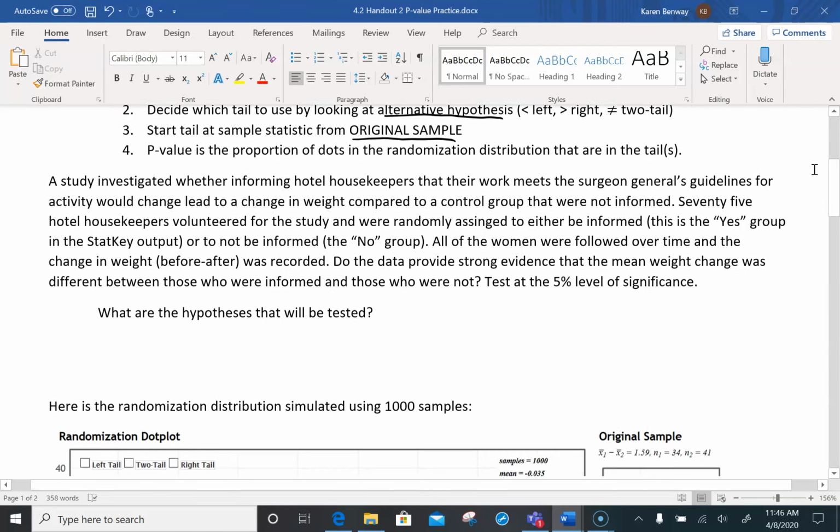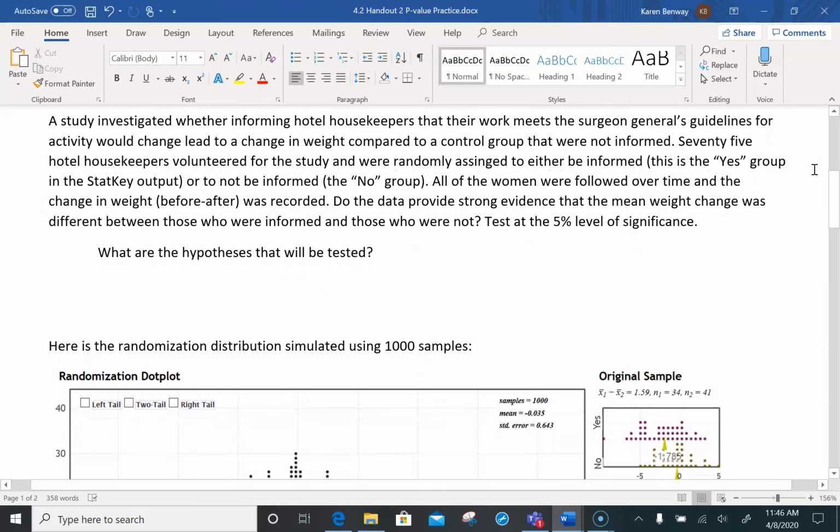So first example we'll take a look at. I've got a study that investigated whether informing hotel housekeepers that their work meets the Surgeon General's recommendations for activity would lead to a change in weight compared to a control group that were not informed. 75 hotel housekeepers were volunteered for the study, and they were randomly assigned to either be informed, that's the yes group in the StatKey output, or not informed that their work met these criteria.